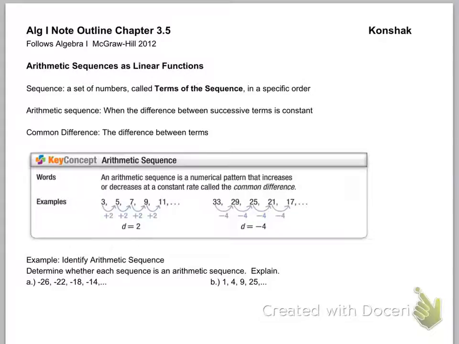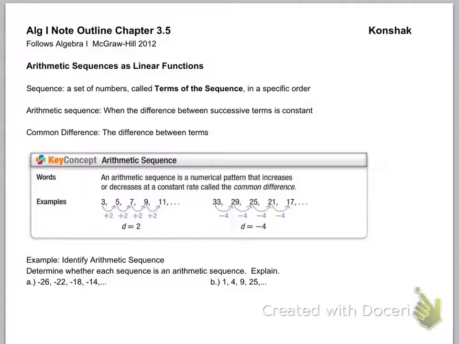That difference, guys, in an arithmetic sequence is called the common difference. The common difference is the difference between every set of terms. Successive means next to. First term to second term to third term to fourth term. They all have a difference that is the same. We call it the common difference.